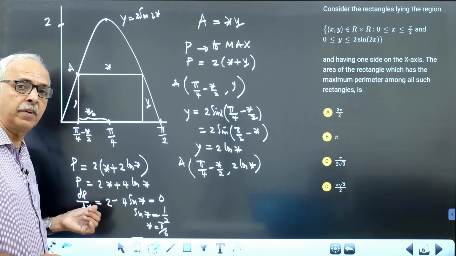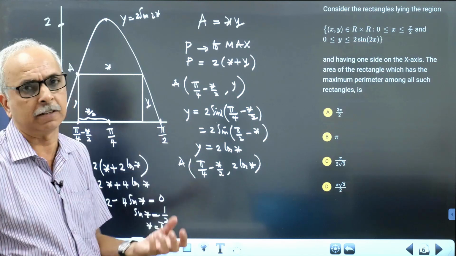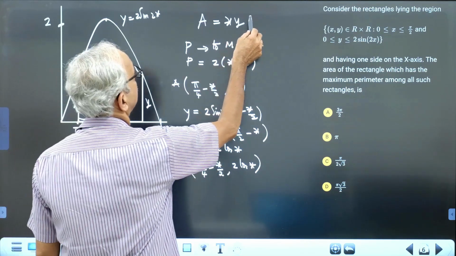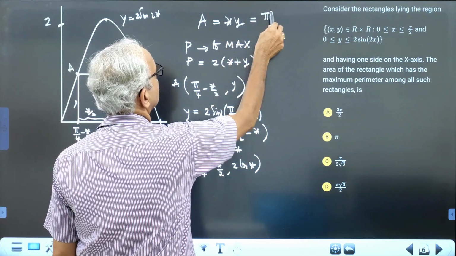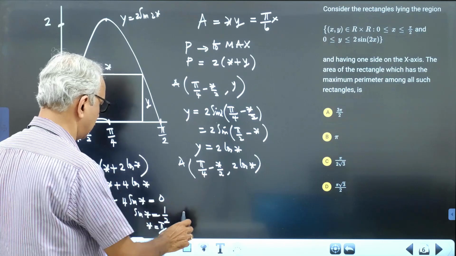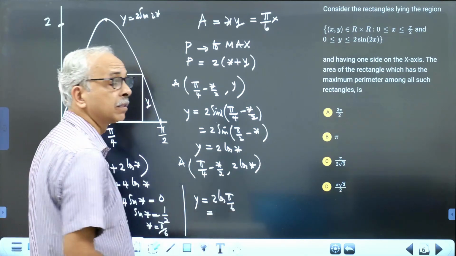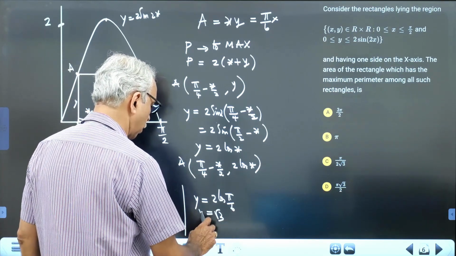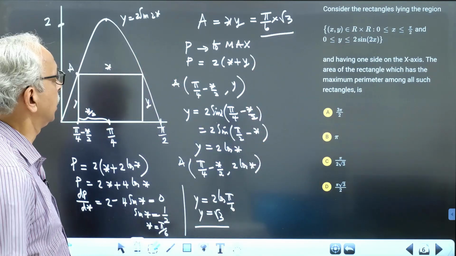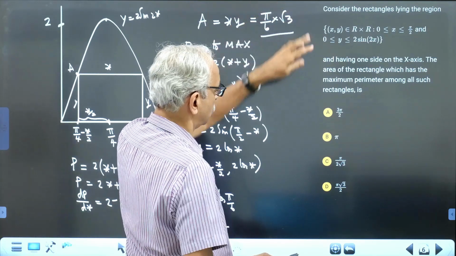You know the double derivative is minus 4 cos x, and you put x equals pi by 6, the value will be negative, so that at x equals pi by 6, P is maximum. Therefore, what is the maximum area? x equals pi by 6, and what's the value of y? y is equal to 2 cos pi by 6, and you know cos pi by 6 is root 3 by 2. Therefore, y equals root 3. Therefore, the answer is pi by 6 into root 3, which is pi root 3 by 6. C is the answer.